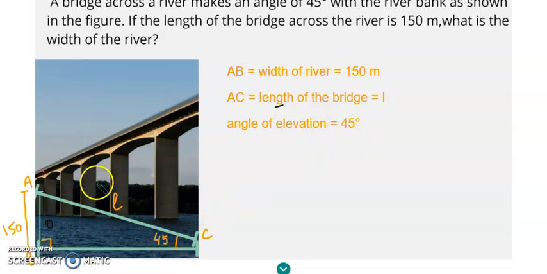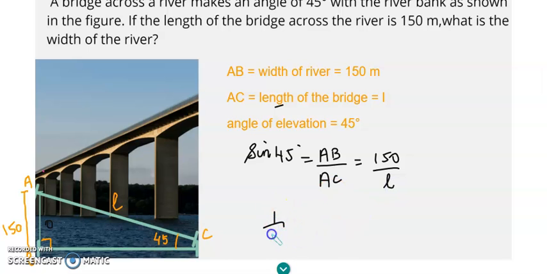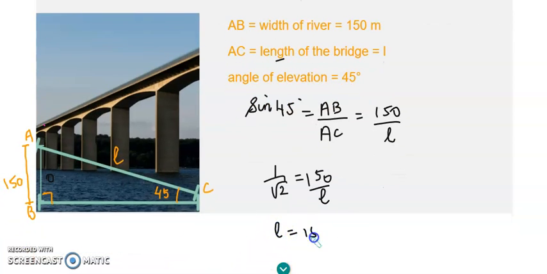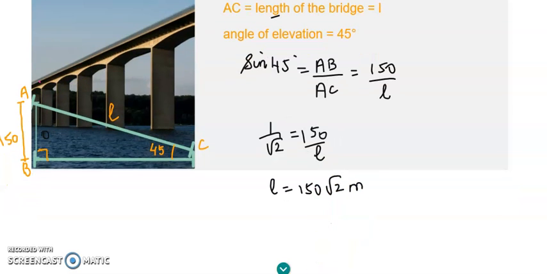So again, this is opposite and this is hypotenuse. So if I want to draw the figure, it looks more like this. Right? Or more precisely, it's the other way around. That's the bridge, if suppose I say. Okay. So if I say this is my bridge, it's making an angle of 45 degrees. Okay, so I have my opposite. So sine 45 degrees equal to AB upon AC, which is again 150 upon L. What is sine 45? Yes, 1 by square root 2 equals to 150 upon L. Let's cross multiply. So what we'll get, L equal to 150 root 2 meter. And what is that? Yes, it's the length of the bridge, which is 150 square root 2.